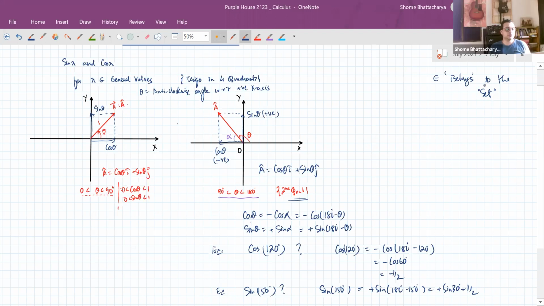So you don't need to write down everything in detail because I'll be sending you the notes. But make sure you understand how we got these set of formulae. That's cos of theta is minus cos alpha or minus cos 180 minus theta, whereas sine theta is positive of sine 180 minus theta when theta is in the second quadrant. So these are the formulae that we use for theta being in the second quadrant.